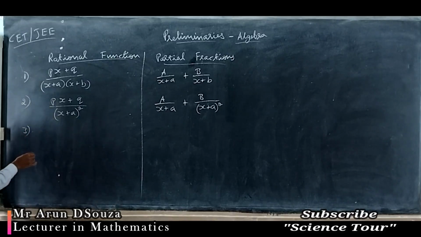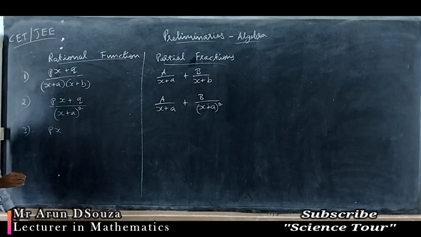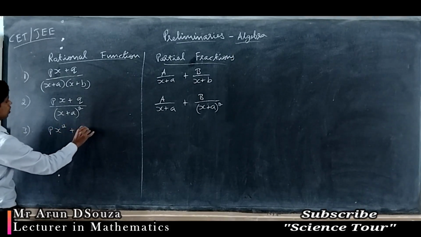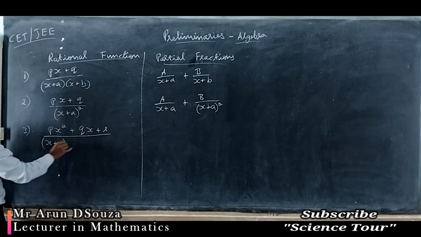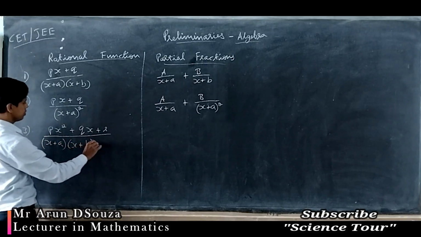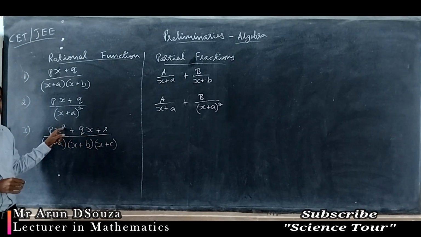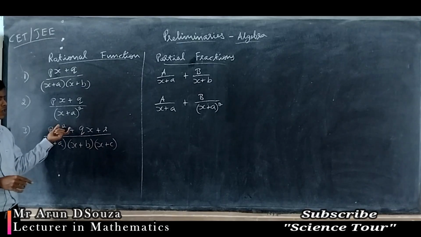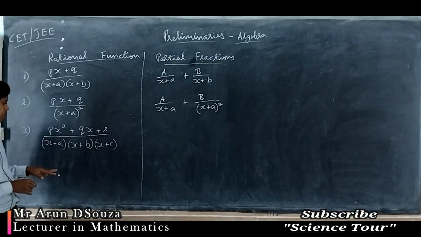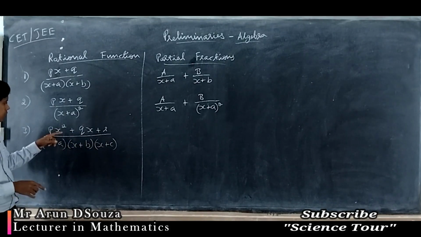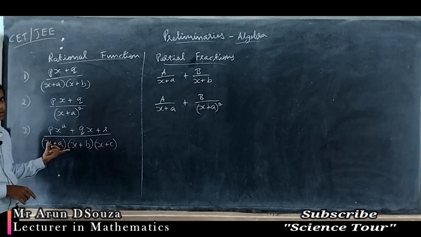Now the third type, let us say you have px square plus qx plus r, and in the denominator you have 3 things: x plus a, x plus b and x plus c. So if you have 3 factors and you have a quadratic on the numerator, you can have a linear polynomial also, doesn't matter. Only thing, the degree must be less than the denominator. Understand what is the degree of this? x cube, so degree is 3 when you multiply.